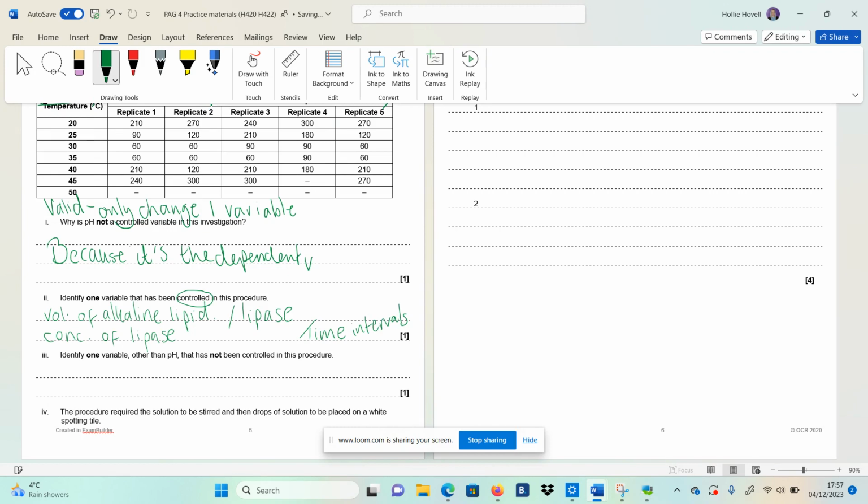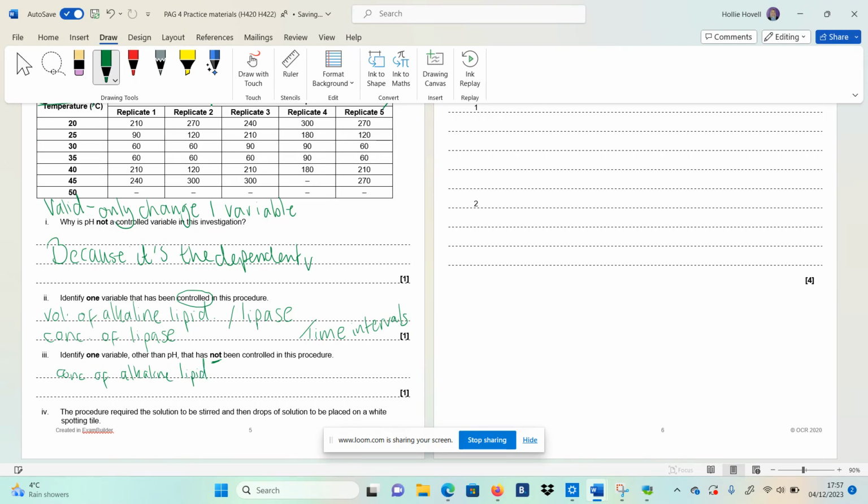The next one, part 3, identify one variable other than pH that's not being controlled. So reading through their method, what did they not mention controlling? So they didn't mention the concentration of the alkaline solution, the alkaline lipid.